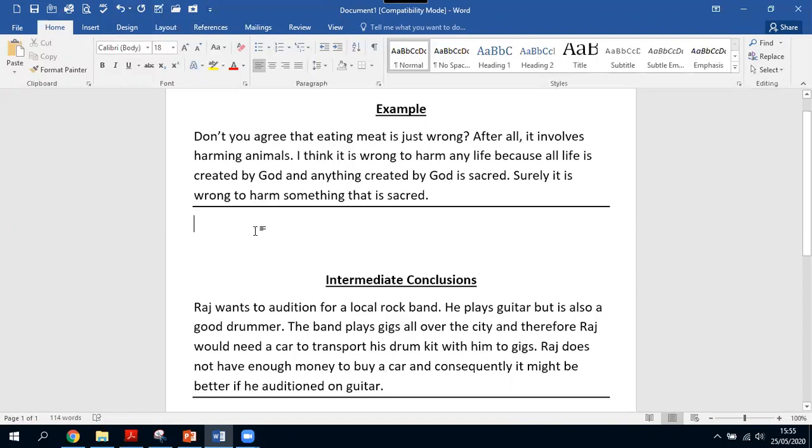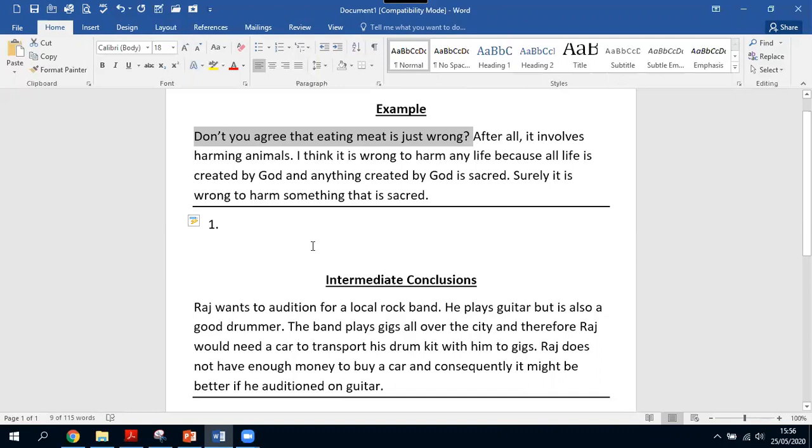So first of all, let's put our statements in the order in which they come. So not into standard form just yet, but just in the order in which they come. So let's have a look. First of all, our first statement takes the form of a rhetorical question. So the rhetorical question is, don't you agree that eating meat is just wrong?